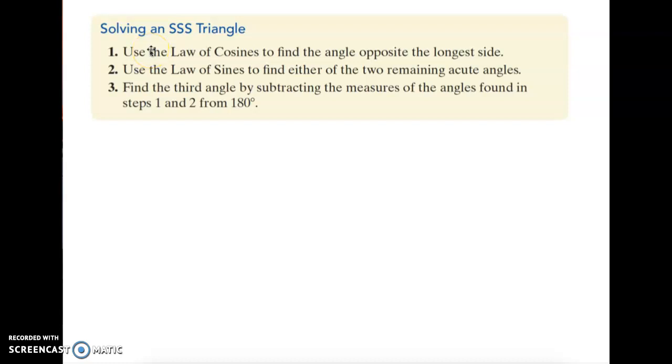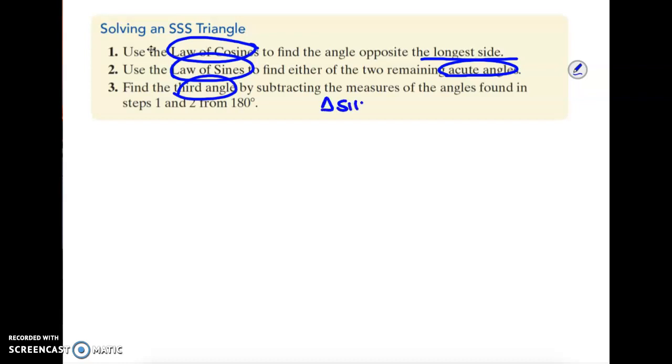This video is on side, side, side triangles and trying to find the missing three pieces in a triangle. We're going to be using law of cosines first. So step one is use the law of cosines to find the opposite angle of the longest side. So law of cosines for the longest side. Then step two is use the law of sines to find one of the two remaining acute angles. And then step three is to find that third side using the triangle sum theorem.